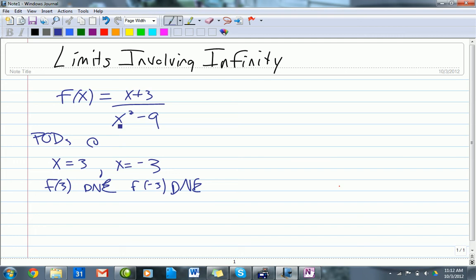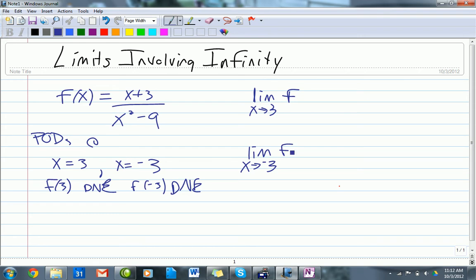The question is, what type are they, and what's the behavior of that function around those two points of discontinuity? To think about what's happening around those two points, I want to think about the limit as x is approaching 3 of that function, which I'll just call f, and the limit as x is approaching negative 3 of that same function. I know they're both points of discontinuity, but I want to think about what kind they are.